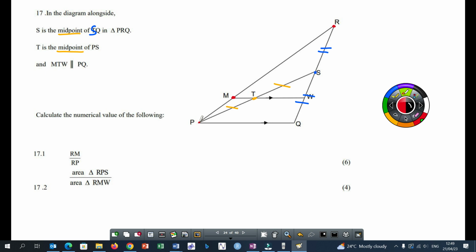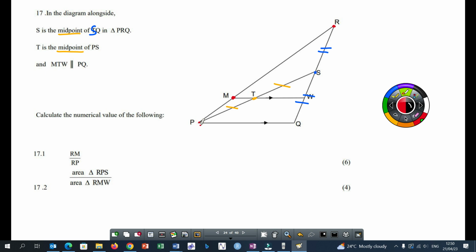Okay, I need to carry on. So we've got RM over RP. Right, so this will be RM and then RP, that will be the bigger one there. Now there are two possibilities there. The question has got 6 marks, which means there is maybe a bit of working out that has to happen.